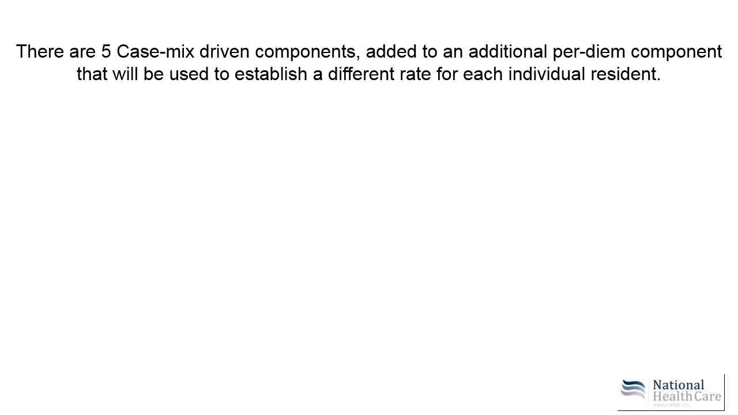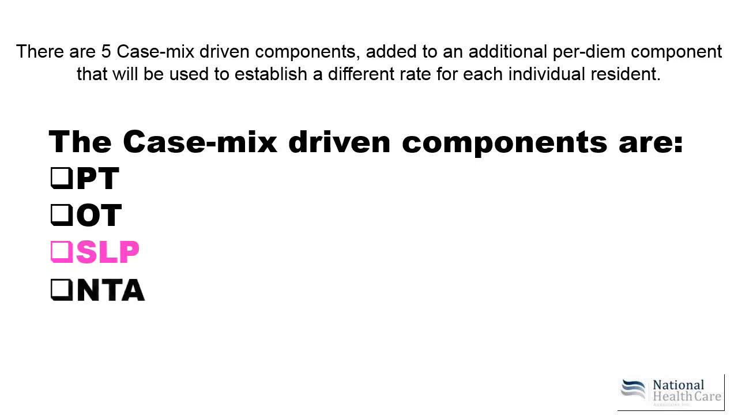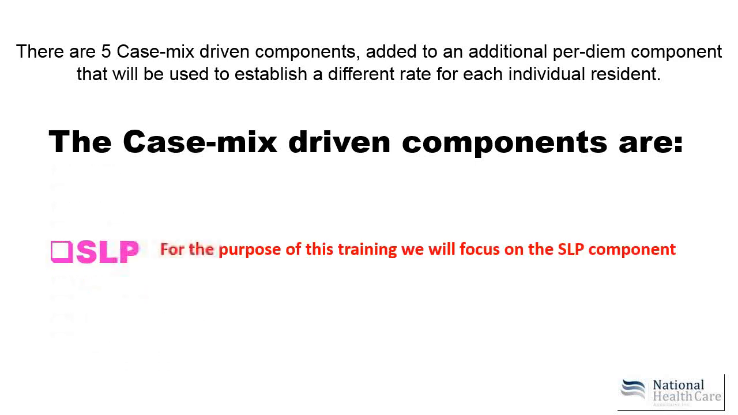So there are 5 case mix driven components, and those are added to an additional per diem component that will be used to establish a different rate for each of the individual Medicare residents. Currently a resident could fall into any one of 66 different RUG levels with different rates. Under this new system, there will be 24,000 different rates that the person could fall into based on the combination of these 5 case mix driven components. The case mix driven components are PT, OT, speech therapy, NTA, which is non-therapy ancillaries, and nursing.